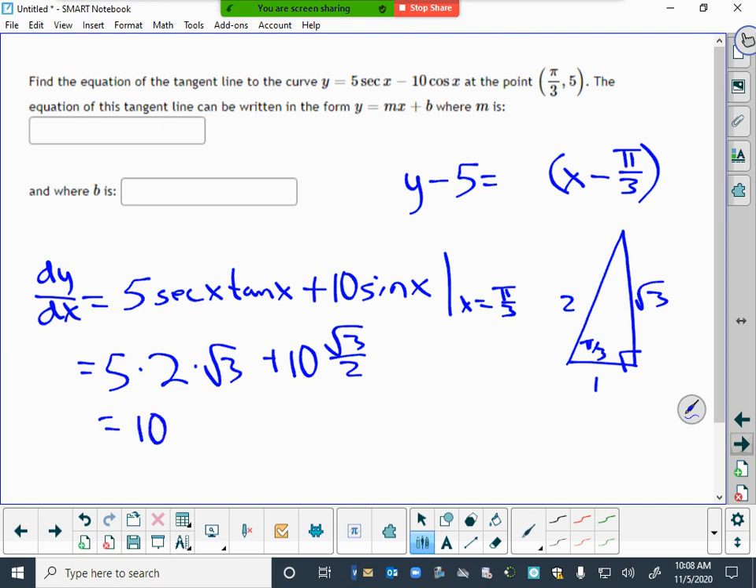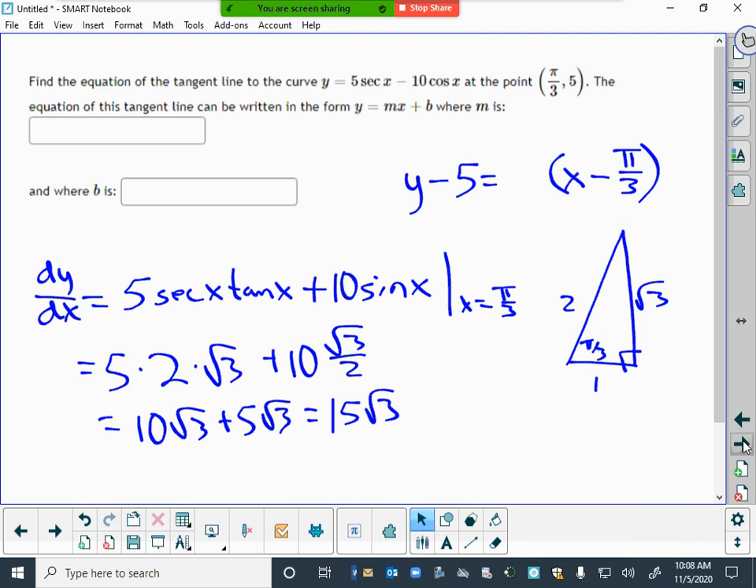So I've got a 10 root 3 plus a 5 root 3. Sounds like a slope of 15 root 3. So my slope would go in here as 15 root 3, and that's my slope. 15 square root 3. If you click in the box, it should give you the stuff you can pull up, or if you just use SQRT, that makes the square root symbol.